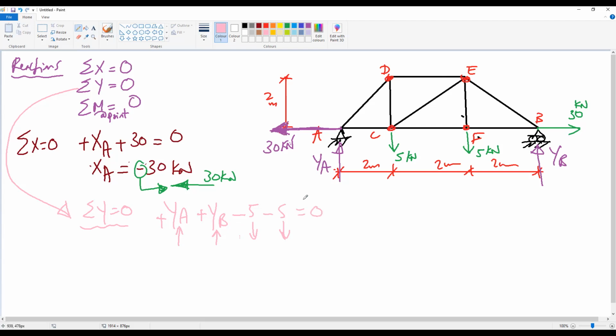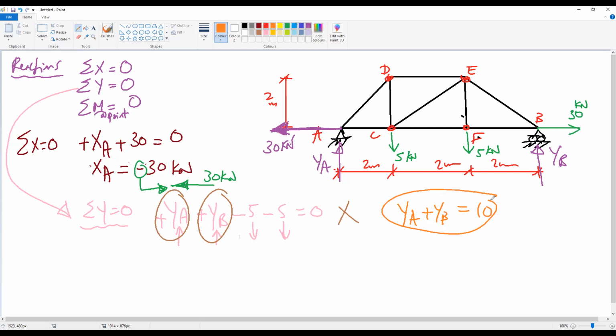From this equation, can we find anything? Can we find YA or YB? From this equation, we can't get YA or YB because it is one equation and we have two unknowns. So this equation cannot be used to get YA or YB, but we will know that YA plus YB will equal 10.